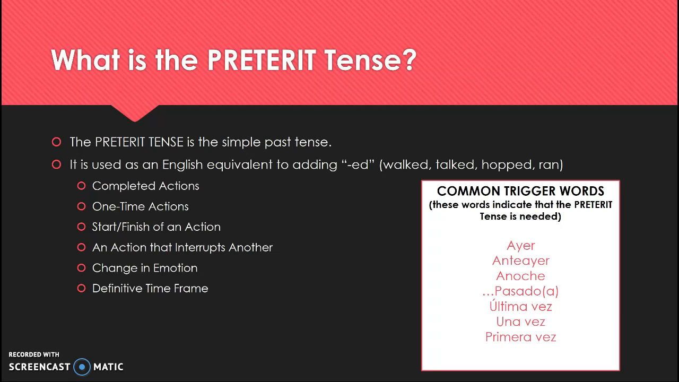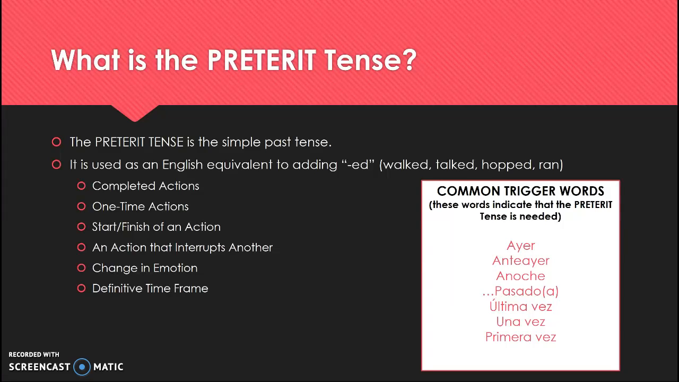So what is the preterite tense? The preterite tense is the simple past tense. It's just like in English when we add -ed to say walked, talked, hopped, or ran. As you know, there are two different past tenses in Spanish, and this one is the simple, completed, short past tense. Completed actions: I went to the mall.